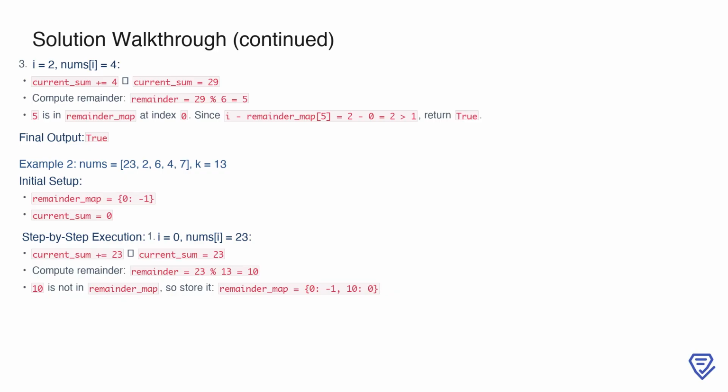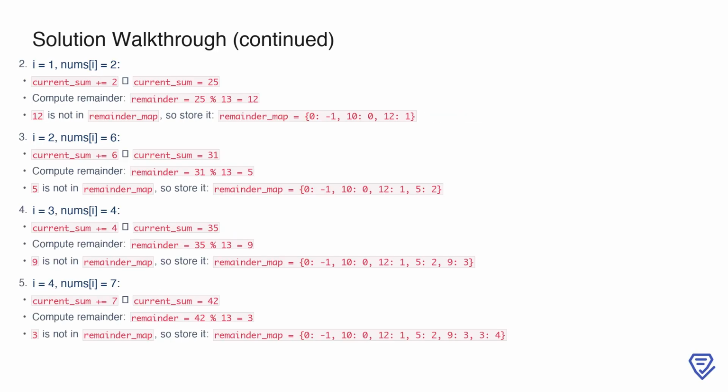In the next example, we are given the array 23, 2, 6, 4, 7, and k equals 13. We start with the same initial setup, remainder_map equals {0: -1}, and current_sum equals 0. For the first element, 23, the cumulative sum becomes 23, and the remainder when divided by 13 is 10. Since 10 is not in remainder_map, we store it along with the index 0. For the second element, 2, adding it to the cumulative sum results in 25. The remainder of 25 modulo 13 is 12. Since 12 is not in remainder_map, we store it with the index 1.